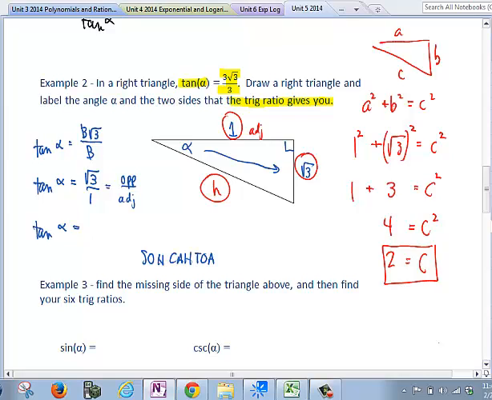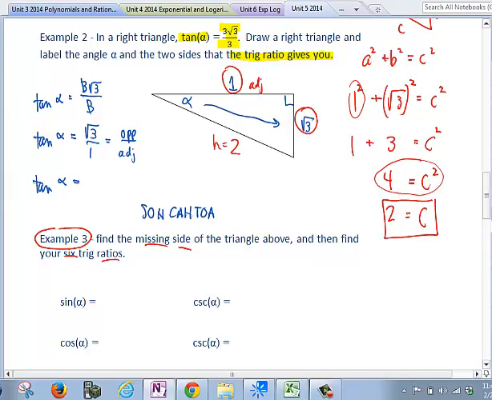Now if you look at the problem, if you found the third missing side, we've actually done part of example 3. Using Pythagorean Theorem, you had one side was 1 squared, the other side was root 3 squared. And when you did Pythagorean Theorem, you found out that c squared equals 4, or the c value, or hypotenuse, was equal to 2. Now in this problem, example 2 and example 3 are really kind of combined. It says to find the missing side and then find the 6 trig ratios.